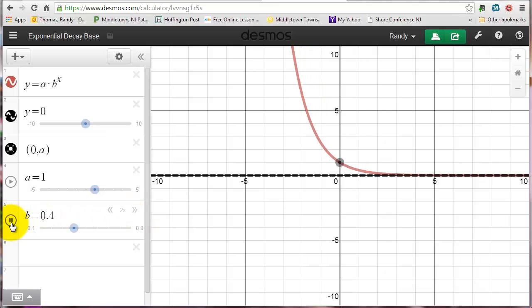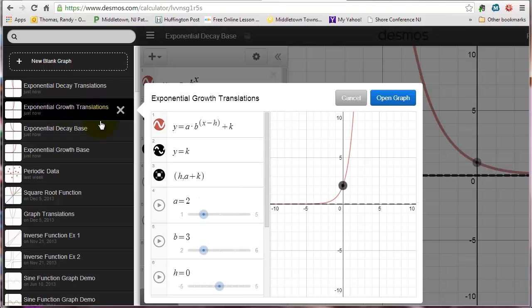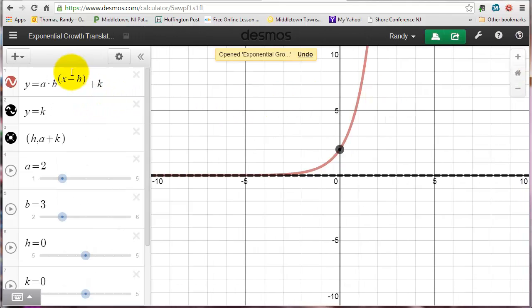So now let's look at what happens if we add translations. Remember, translations, we'll be adding an h and a k variable to our template here. And if you remember from our last unit on graphing square root functions, and also on quadratics, those cause either horizontal shifts or vertical shifts. So let's look at an exponential growth with translations. So now our model has x minus h in the exponent and k outside. Now I've initially set h and k equal to 0, so we have our base function.